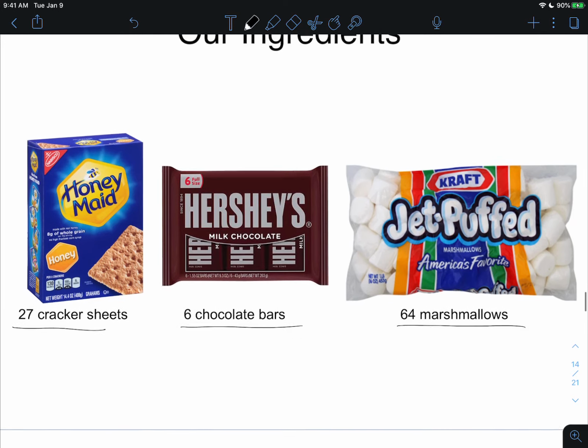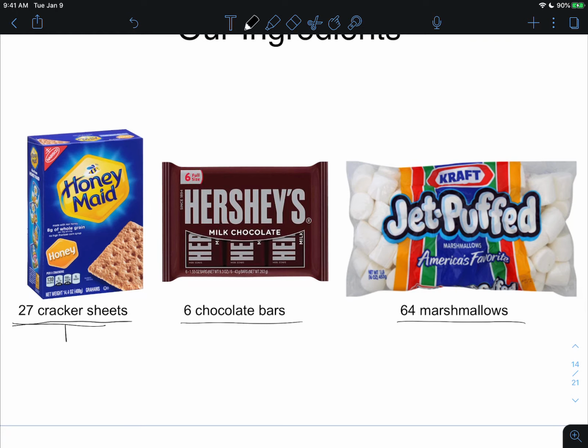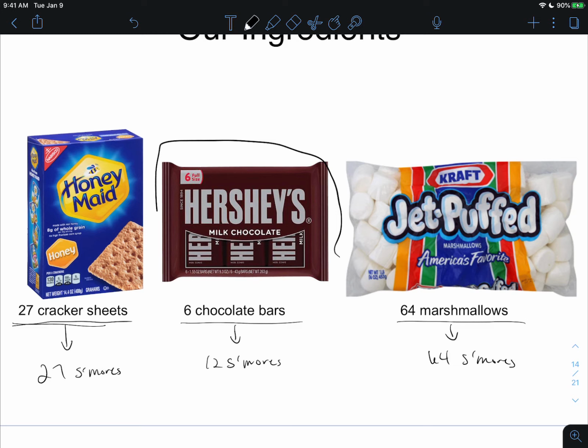If we rely just on cracker sheets, we can make 27 s'mores. Just on chocolate bars, we can make 12 s'mores. And just on marshmallows, we can make 64 s'mores. But once we've run out of something, we can no longer make any s'mores. So this is going to limit how many s'mores we can make. So this would be our limiting reactant. Once it's used up, we can't make any more.